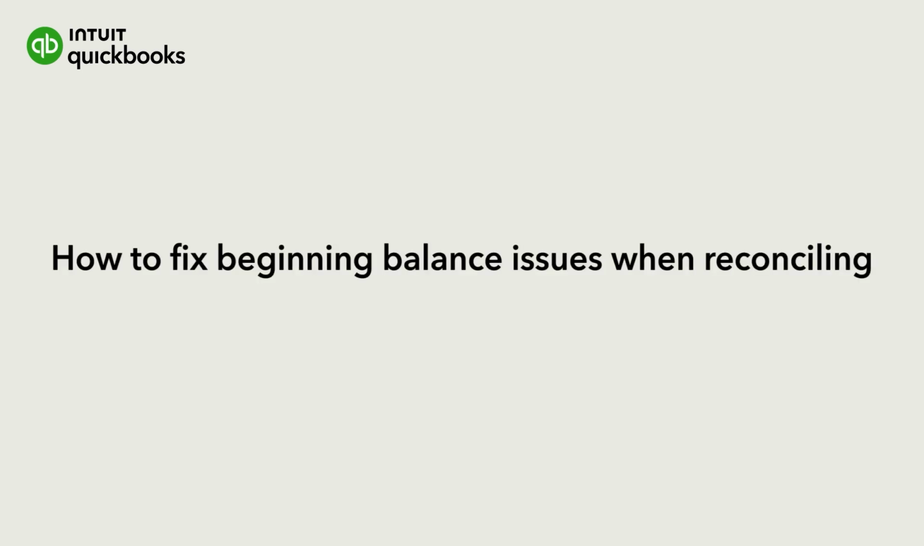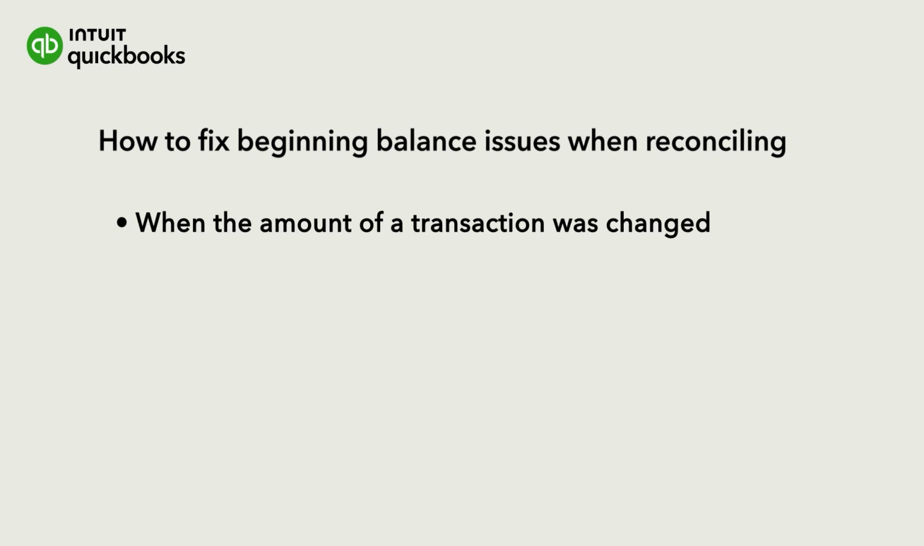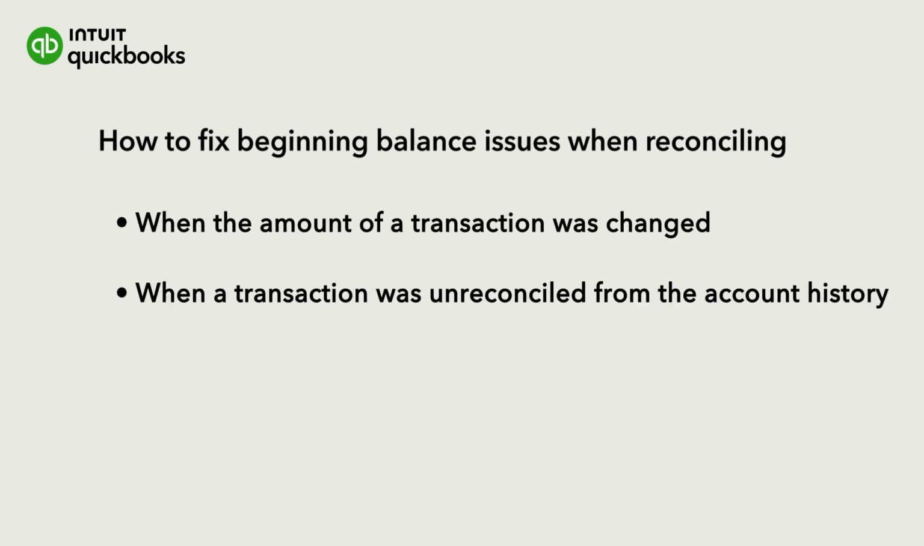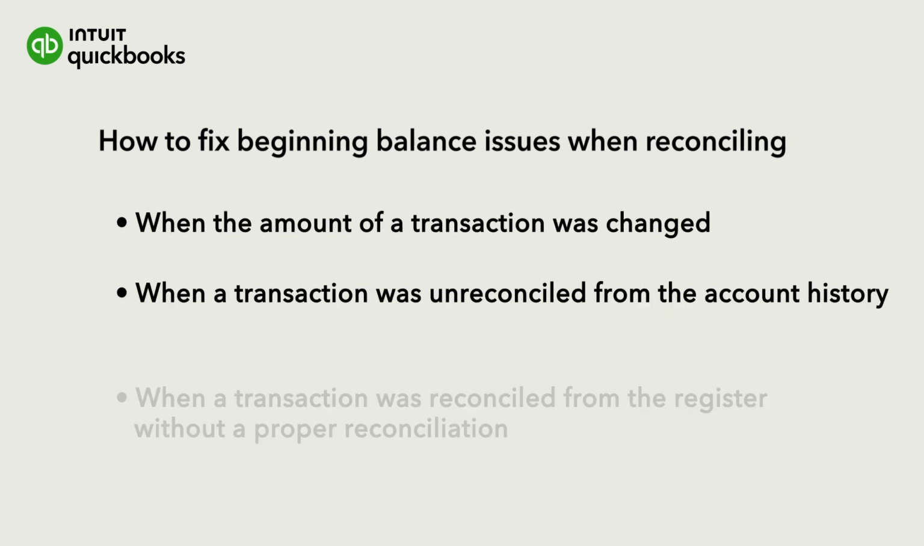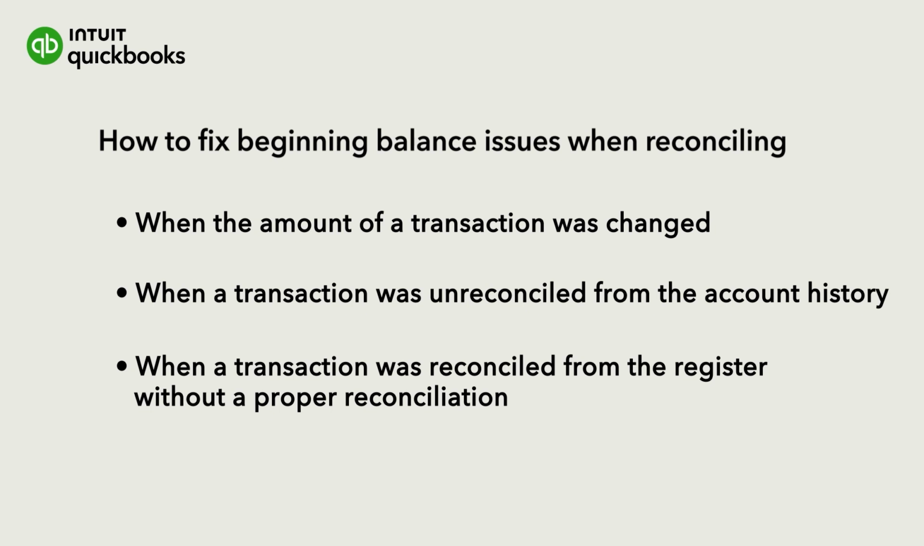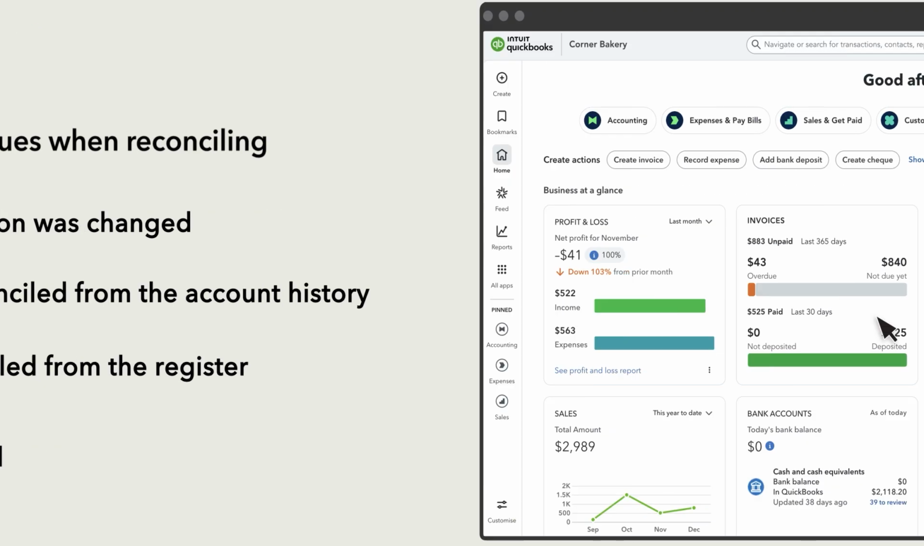You may need to do this if the amount of a transaction was changed, if a transaction was unreconciled from the account history or reconciled from the account history without a proper reconciliation, if a transaction was deleted, or if there have simply been too many changes and you'd like to undo a reconciliation. If you're having trouble with your beginning balance during your first reconciliation, check out this video instead, because you may need to enter or adjust your beginning balance journal entry.